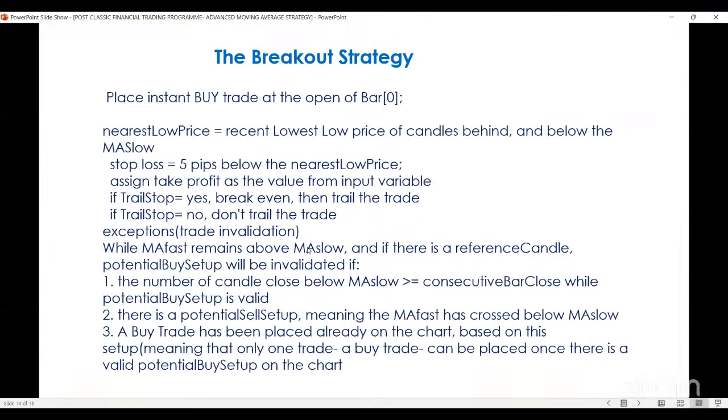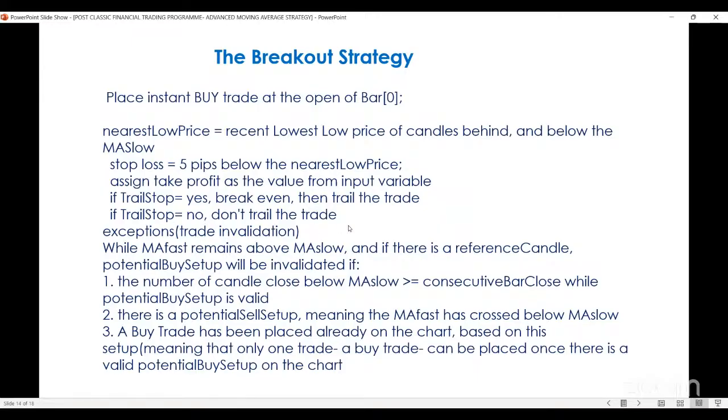I hope you understand this one. It's as simple as you see it. Now, stop loss. So assign take profit as the value from the input variable. Of course, if trailing stop is yes, you can break even, then trail. And if trailing stop is no, you don't have to break even.